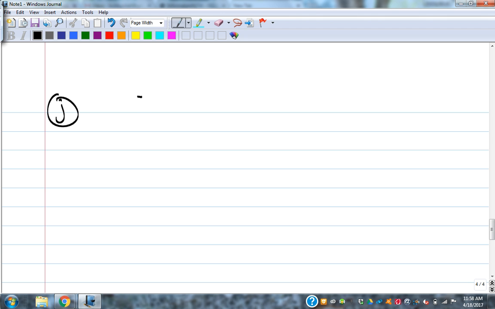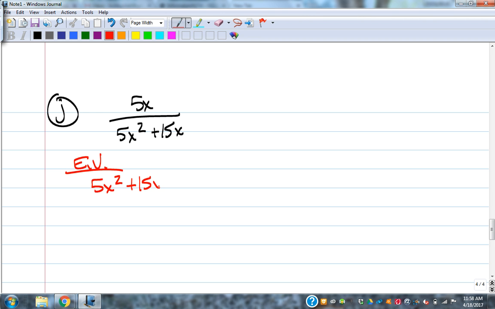this one. 5x over 5x squared plus 15x. Excluded values. So how do I find those again? The bottom equals 0. How do I want to solve that? Factor it. So how do I factor 5x squared plus 15x?